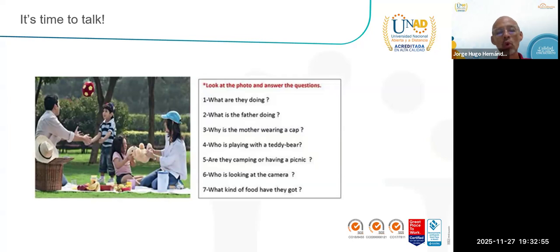Number 4, who is playing with a teddy bear? You can say who is playing with a teddy bear, or who are playing with a teddy bear, no? Because if you look carefully at the photo, you can see that there are two people playing with the teddy bear.